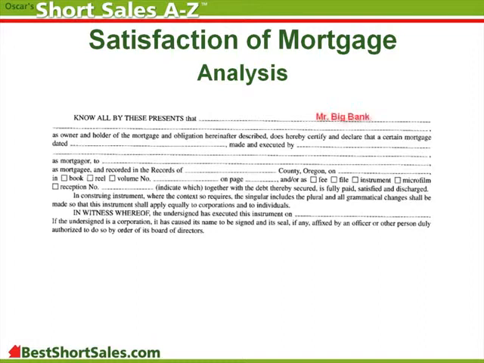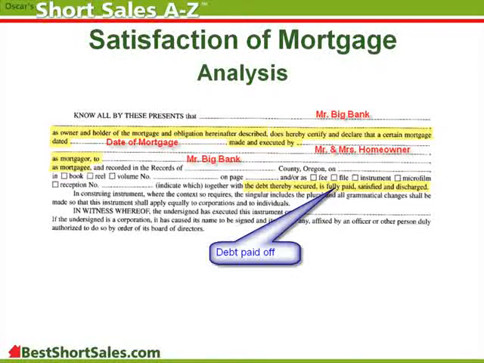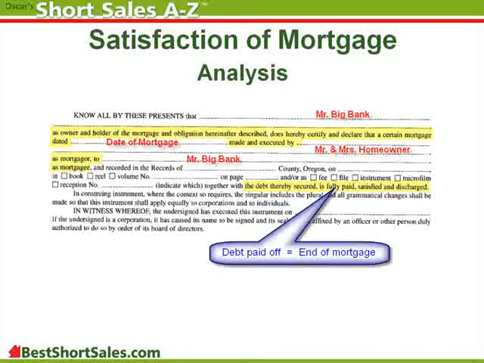Let's analyze this sample. It reads, "Mr. Big Bank, as owner and holder of the obligation hereinafter described, does hereby certify and declare that a certain mortgage dated, date of mortgage, made and executed by Mr. and Mrs. Homeowner as mortgagor to Mr. Big Bank as mortgagee, that the debt thereby secured is fully paid, satisfied, and discharged." This means the debt is paid off. The mortgage has ended.